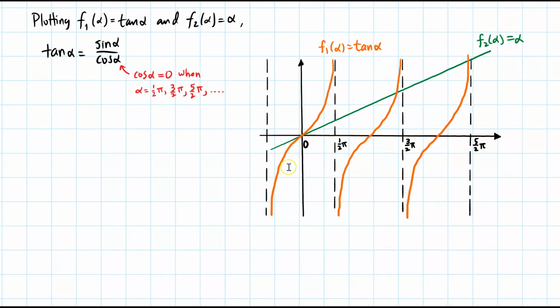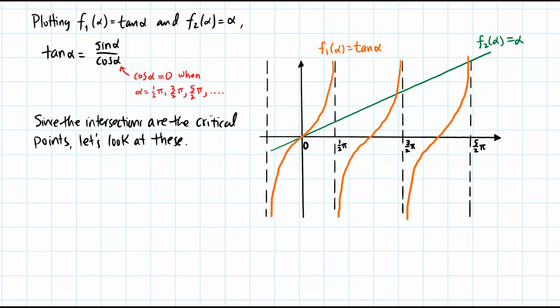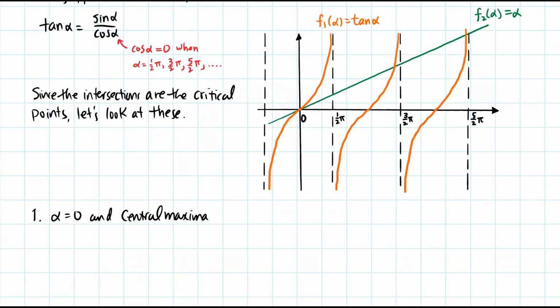Now to give you a sense of the tangent here, note that because I have cosine of alpha in the denominator, when that's 0, I'm going to get an asymptote, and those occur at alpha equal to half pi, 3/2 pi, 5/2 pi, etc. That's why the tan is looking the way it does. Since the intersections are the critical points, let's look at these. The first critical point occurs right here at alpha equal to 0, that's the location of the central max.